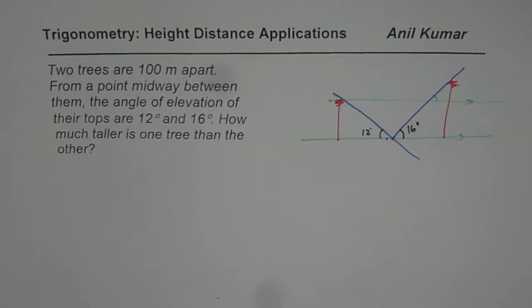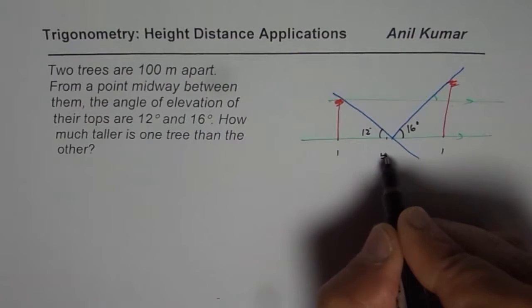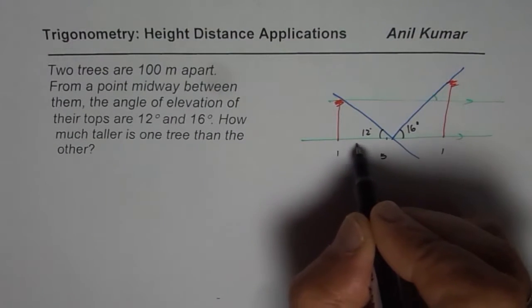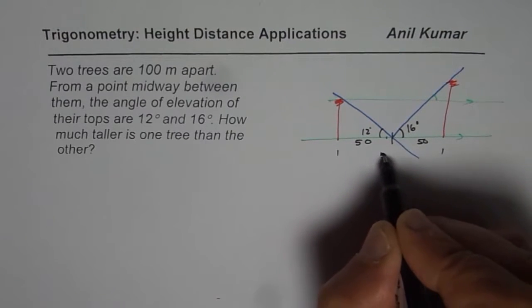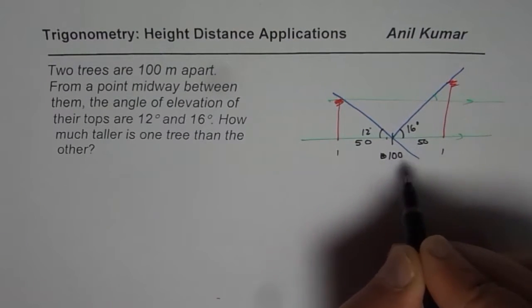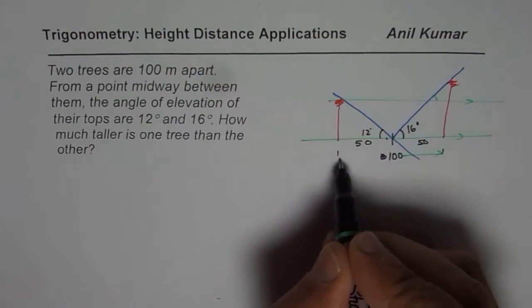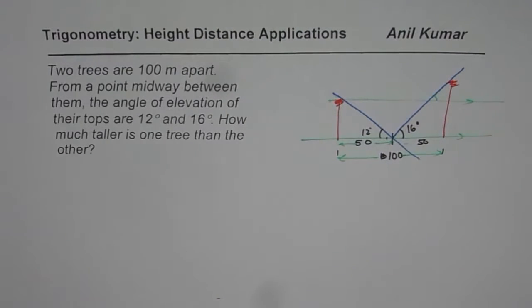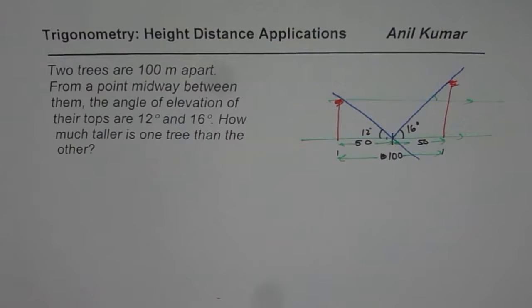Now what do we know here? We know the distance between these two trees is 100 meters. Let me write 50 here first, 50 and 50, that is half of the distance, and the total is 100 meters. Midway will be 50. So that is midway. Now I think you know how to do it.